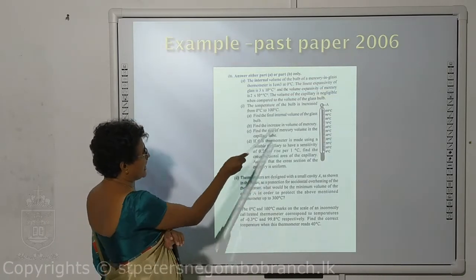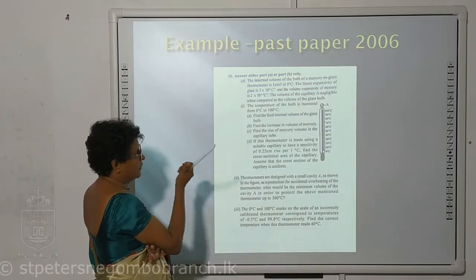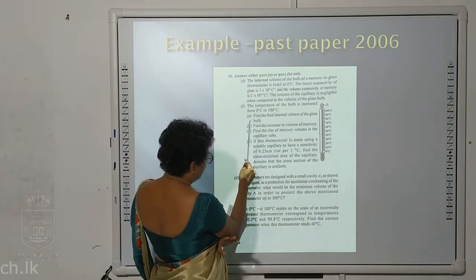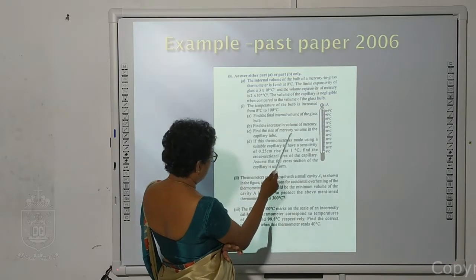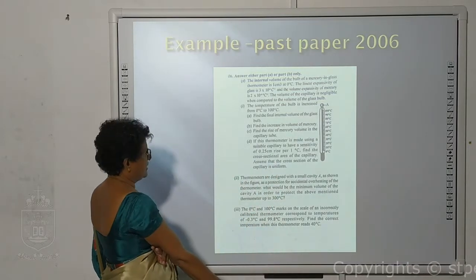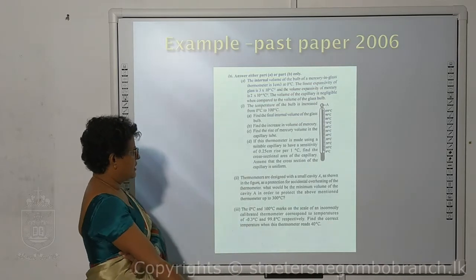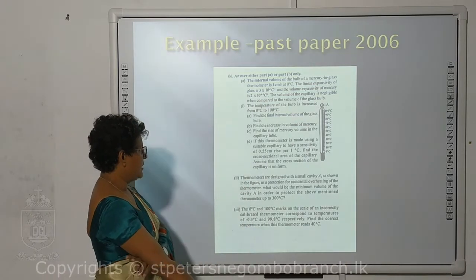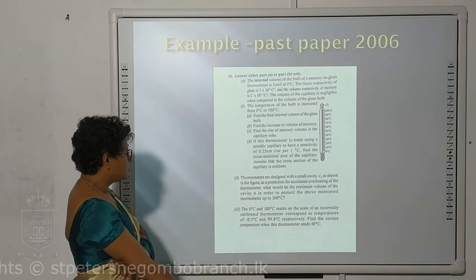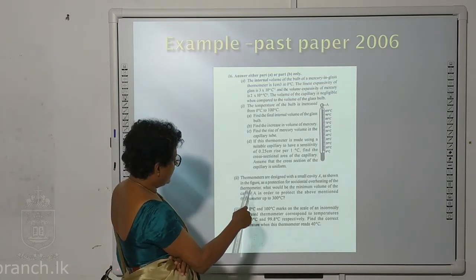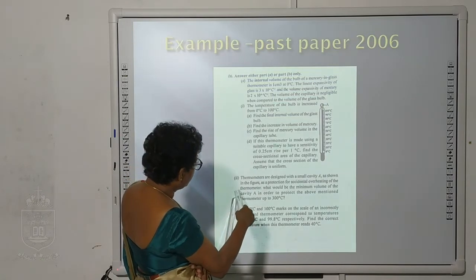So now you know the rise of the mercury volume, that value will be equal to the rise h times the cross sectional area, right? So from that equation you can find the capillary rise, right? Then here, the second question.